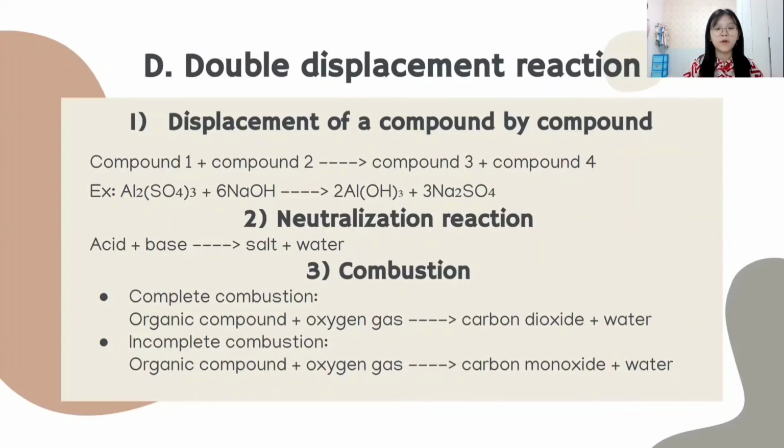Number 3, we have combustion. There are 2 types of combustion, complete and incomplete. Complete combustion has the general equation: organic compound plus oxygen gas yields carbon dioxide and water. The second one is incomplete combustion, with the general equation: organic compound and oxygen gas yields carbon monoxide and water.